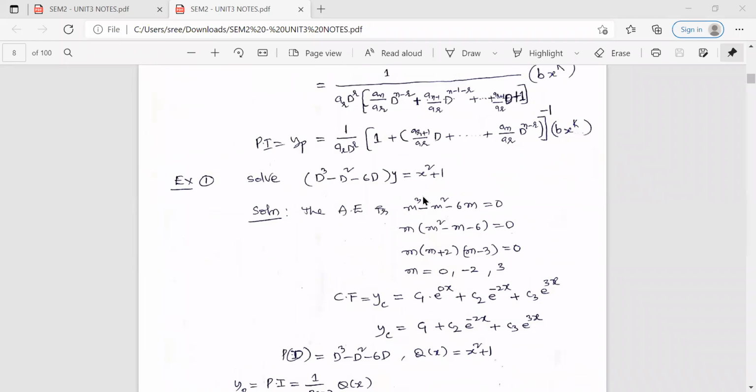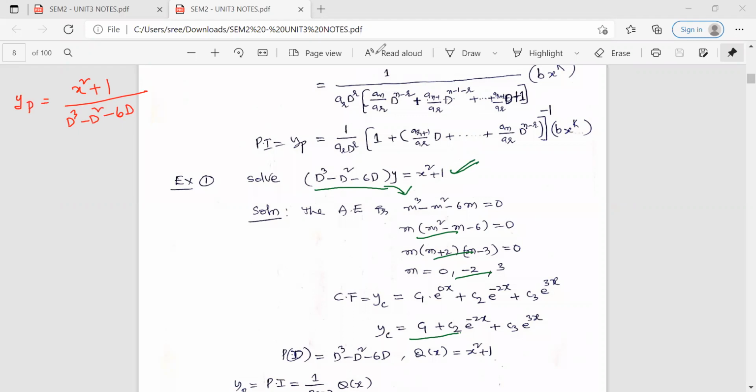Move to another question. Okay, see. Let's see what the question is here. We have d cube minus d square minus 6d into y equals x square plus 1. First I write the auxiliary equation. I find roots. After that I write yc. Now we have to find the yp. What is yp? Tell me. Yp equals x square plus 1 by d cube minus d square minus 6d.